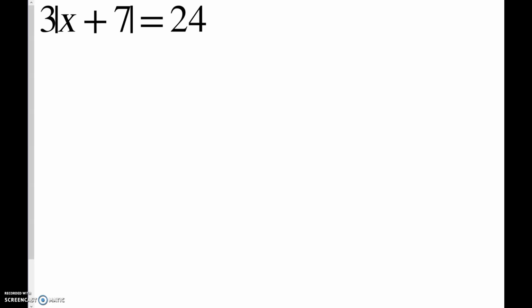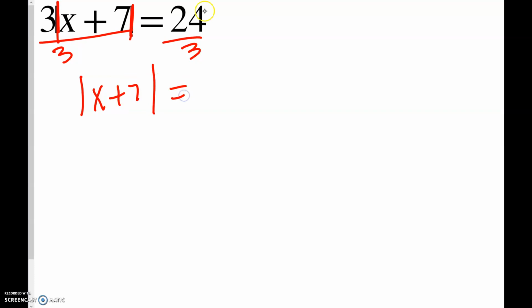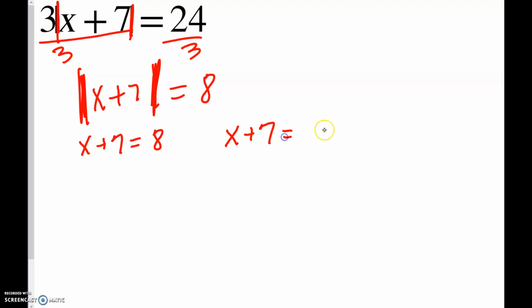All right, looks like we have a number in front this time. So I'm going to divide by 3, divide by 3. So I have the absolute value of x plus 7 equals 24 divided by 3 is 8. Now we have absolute value equals number. So I'm going to set up my two cases here. X plus 7 equals 8. And my second case is going to be x plus 7 equals negative 8.